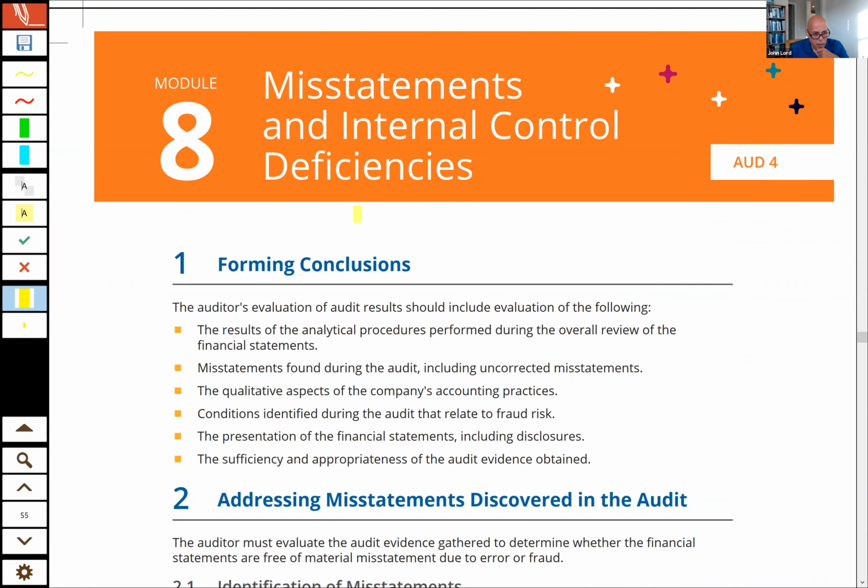So what happens? You've done all these procedures. We talked about all these accounts. We got into these administrative things, talking to the client's attorney, and so on, happening toward the end of the audit.